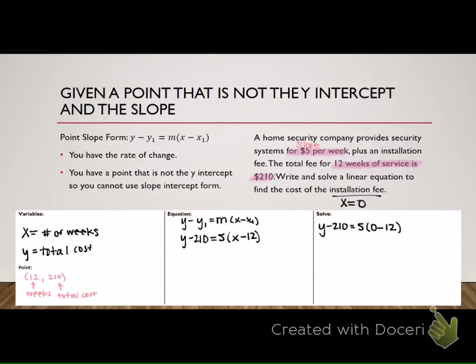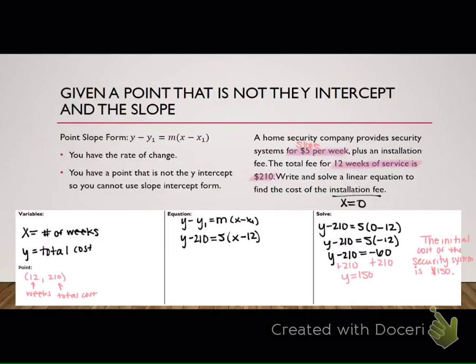So I get y minus 210 equals 5 times negative 12. What's 5 times negative 12? Negative 60. And then we add 210. So y equals 150. So what does that mean? What is the initial cost then? Alexi? $150. So the initial cost of the security system is $150.